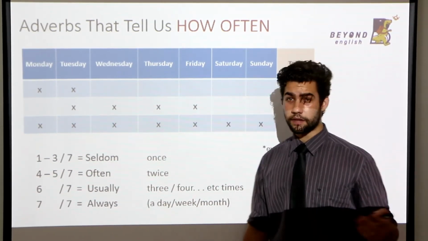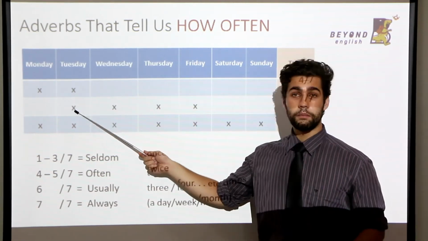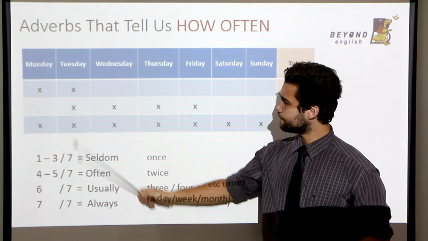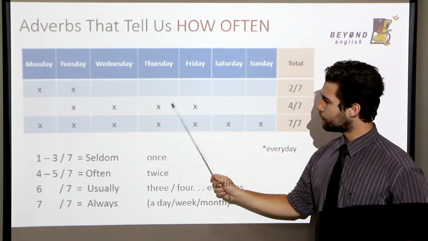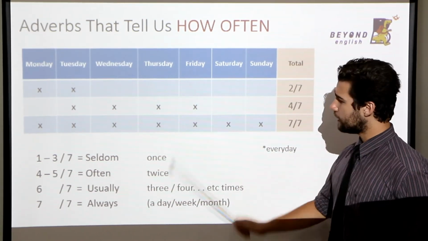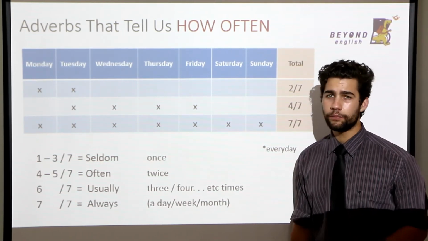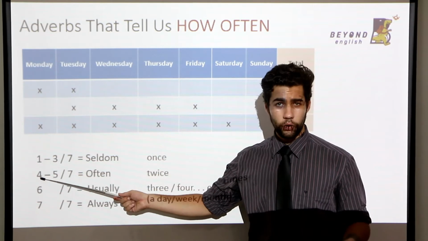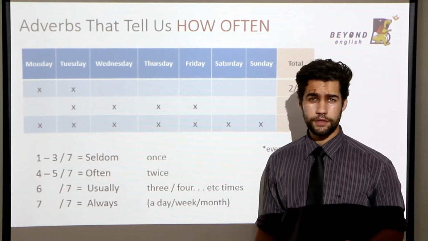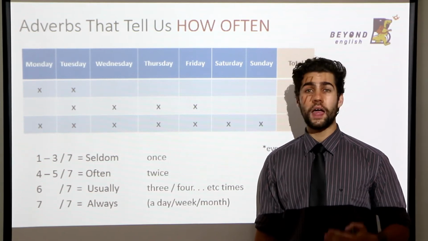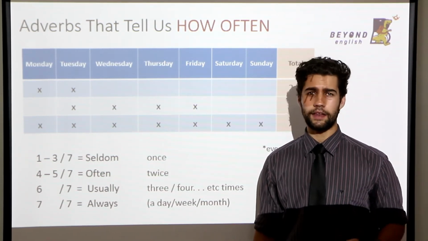Again, if I play tennis between 1 to 3 days, 1 to 3, we say seldom. If I play tennis for 4 days, so on Tuesday, Wednesday, Thursday, and Friday, I play tennis. Well, between 4 to 5 times, we say often. So, I often play tennis.